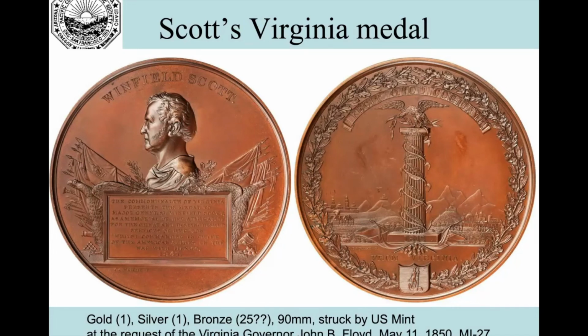This was authorized by an executive order of the governor of Virginia, and was indeed struck by the United States Mint, and is another handsome medal in this chocolate bronze. The request by the governor was to do one in gold, one in silver, and 25 in bronze. And the 25 is certainly not true. I mean, there are hundreds of these. It's not a common metal, but it's not rare nor expensive by the standards of these kinds of 19th century military medals.